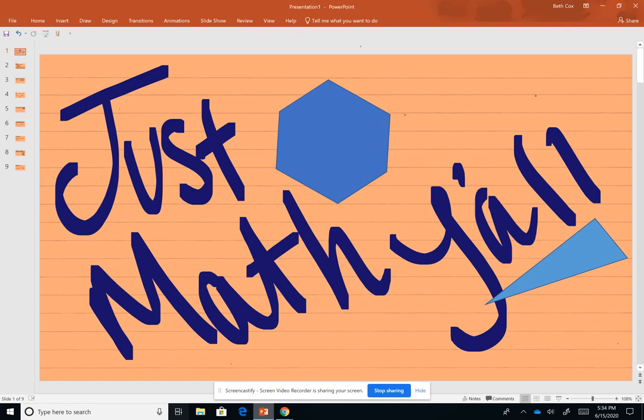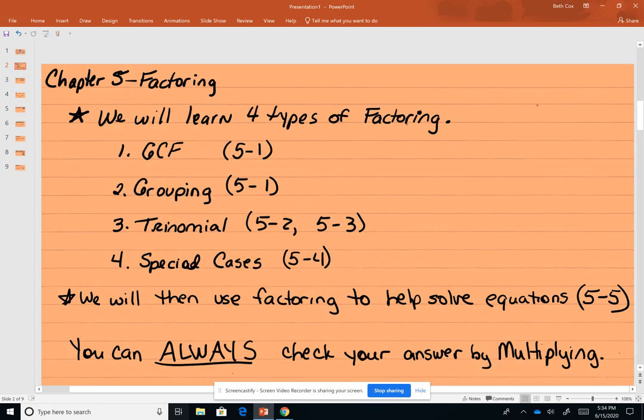So, there are 4 types of factoring we're going to learn in chapter 5, and so please keep this in mind that we will go through and learn each type, building on top of one another. And so the first type is GCF. The second one is grouping, and those are in section 5-1 in our book. And then we will use the others.